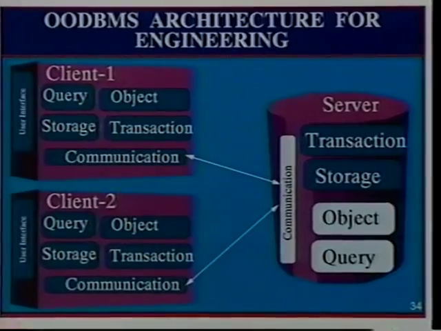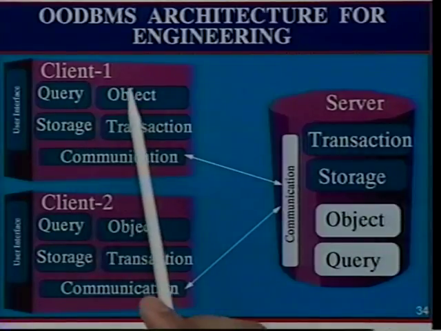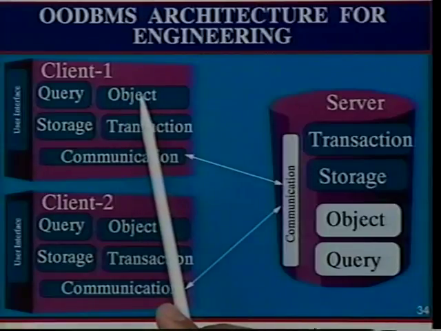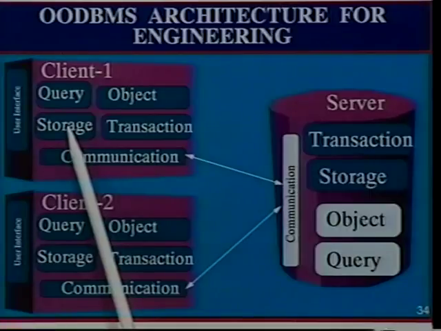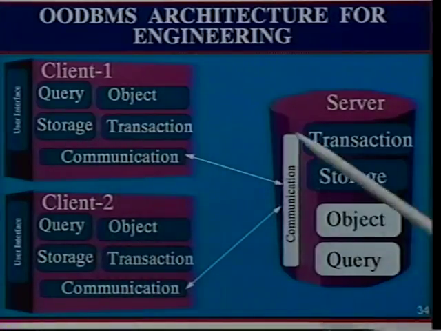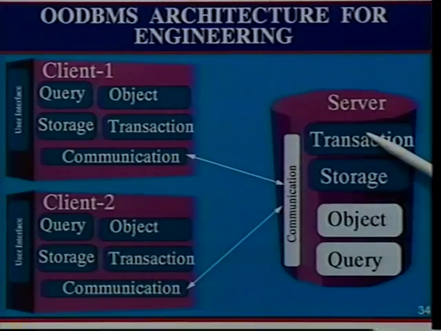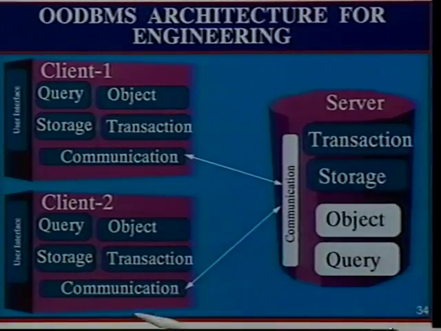There are 4 basic components that are generally available in all object-oriented databases. One is the object manipulation capability. Generally this is part of the programming language with some augmentation. Then a query module, a storage module, and a transaction module. In some systems, the storage module and the transaction module are at the server level, and in some systems such as Itasca or Orion, these modules are both at the client level and at the server level.